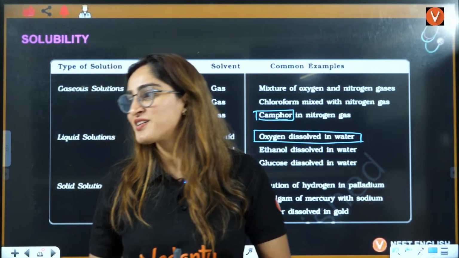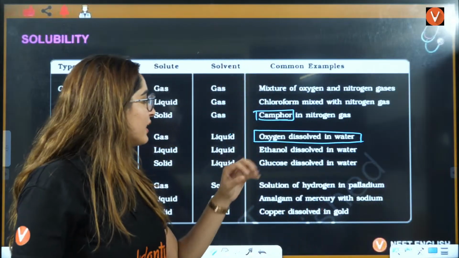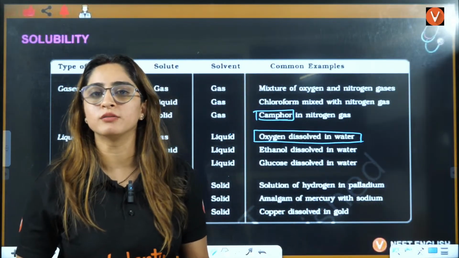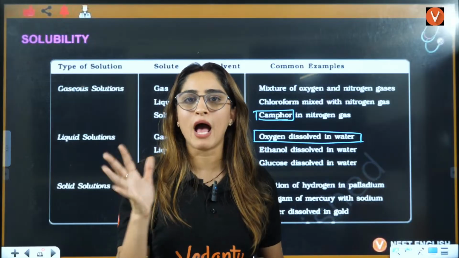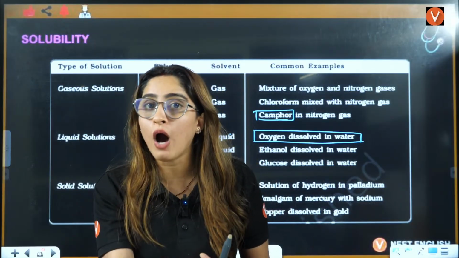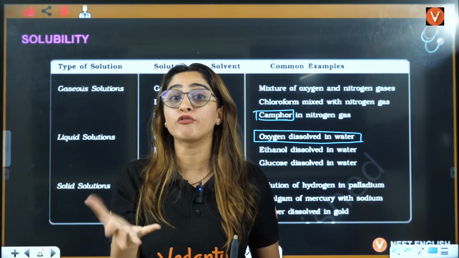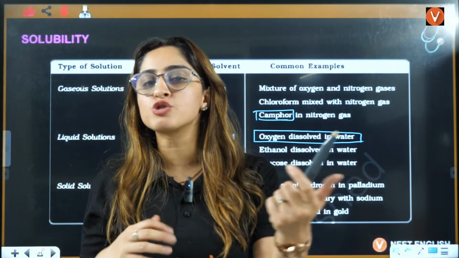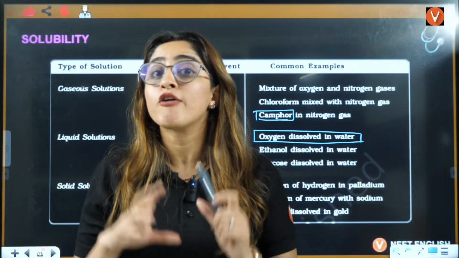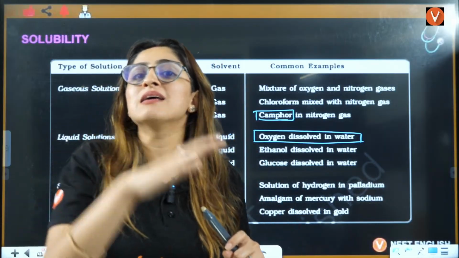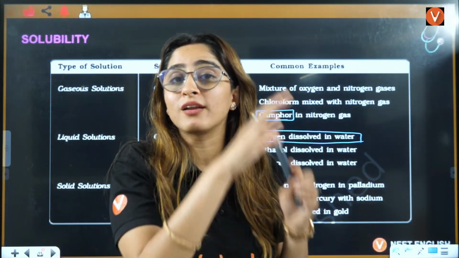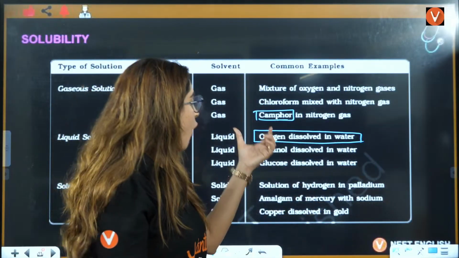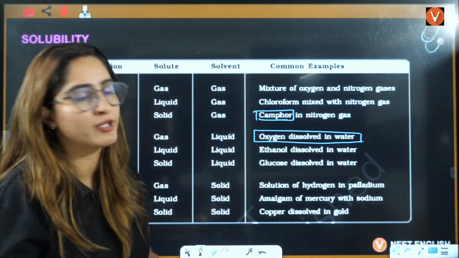Okay. So, tell me one thing. Oxygen dissolved in water. Aquatic life also has to live, no? Like you are surviving on oxygen, you have to inhale oxygen. These aquatic animals also have to inhale oxygen. For that, oxygen is dissolved in the water in the ocean. That is called oxygen dissolved in water, right?